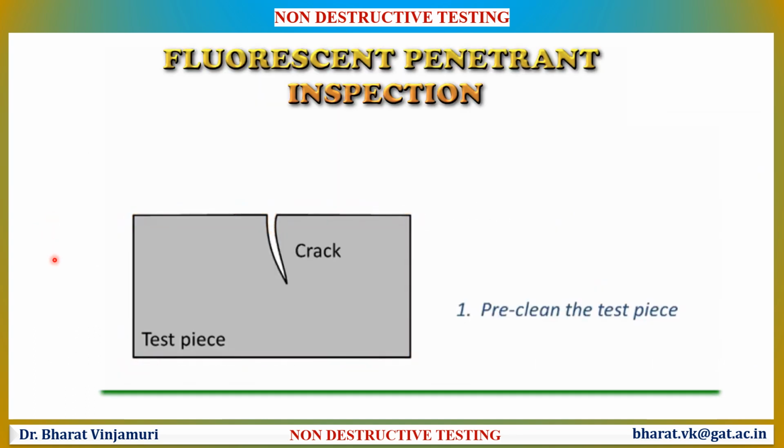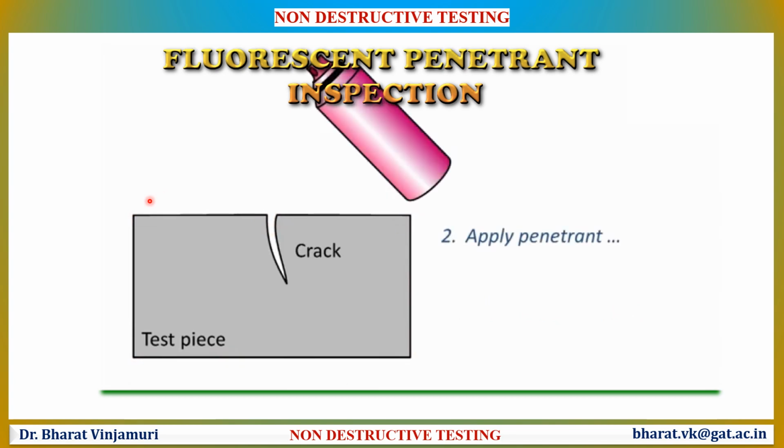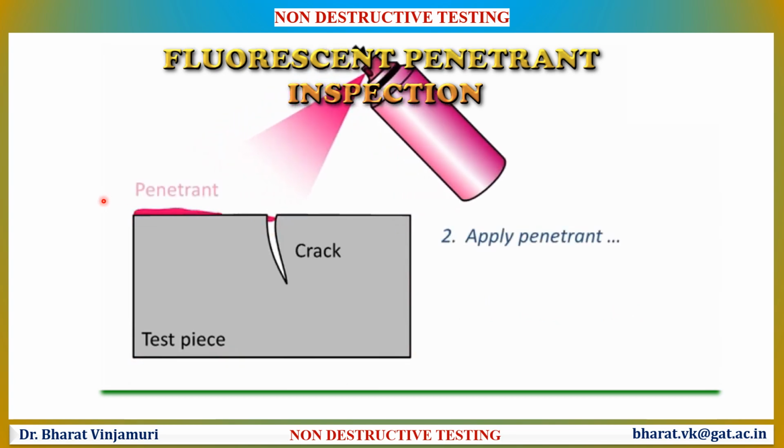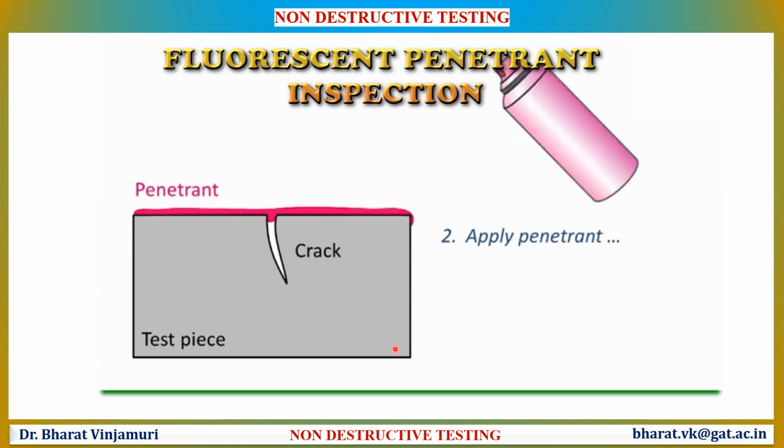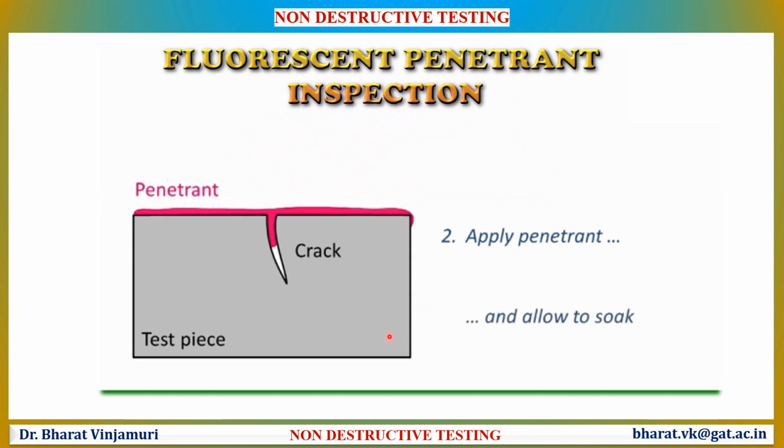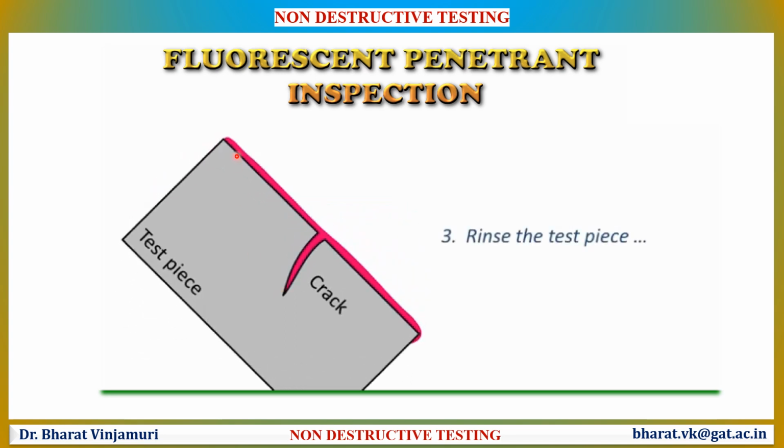Let us have a quick recap of the process. In this process, the test surface has to be cleaned. Later, a penetrant has to be applied on the specimen. Sufficient time has to be given to the penetrant to enter into the crack due to capillary action. Later, the excess penetrant has to be removed. Care has to be taken at this stage that the penetrant should not be removed from the crack.